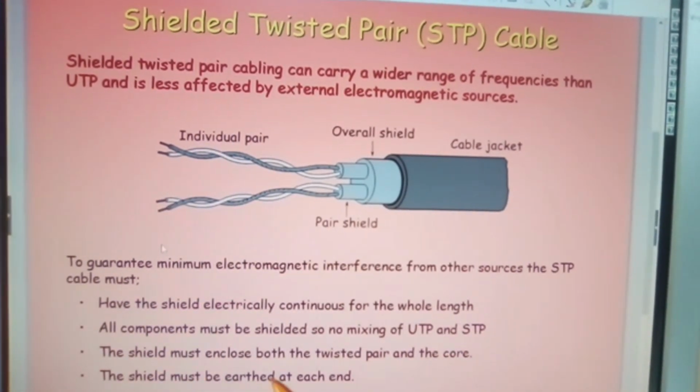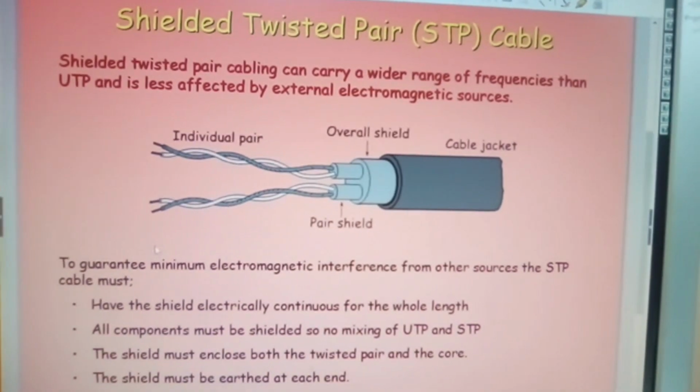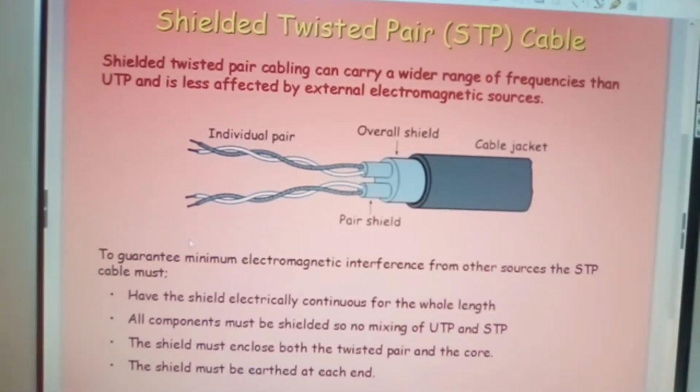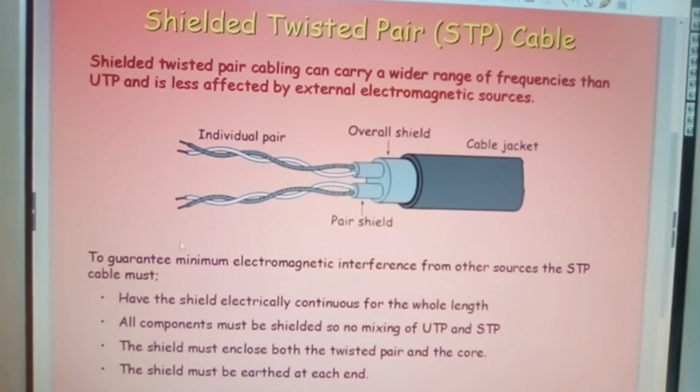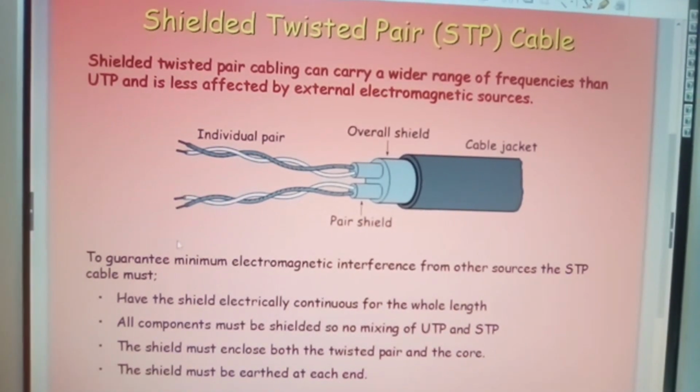The shield must enclose both the twisted pair and the core. The shield must be earthed at each end. That eliminates any interference or any electromagnetic buildup that might occur at given points in time, like if you remember something we did a little earlier in regards to eddy currents.